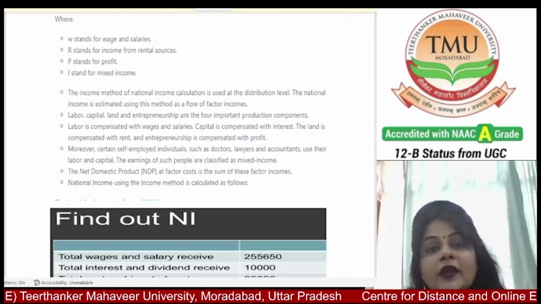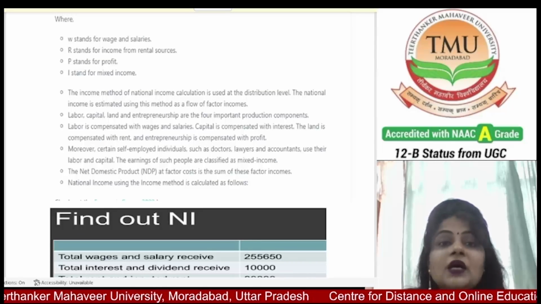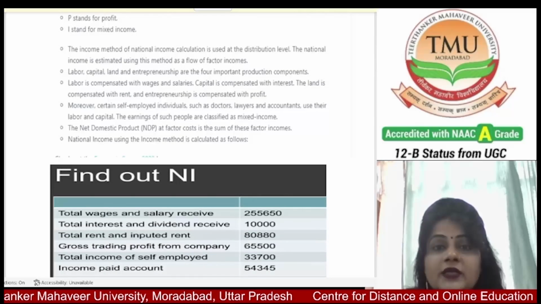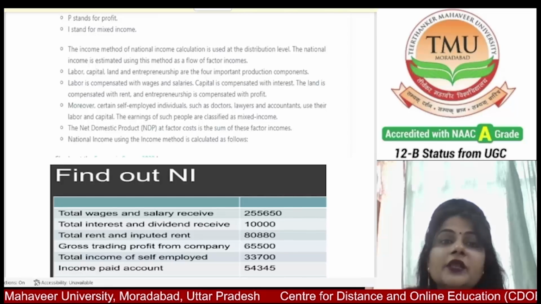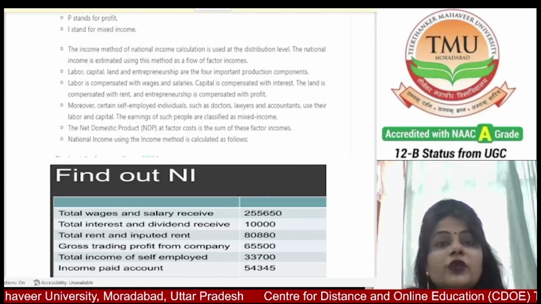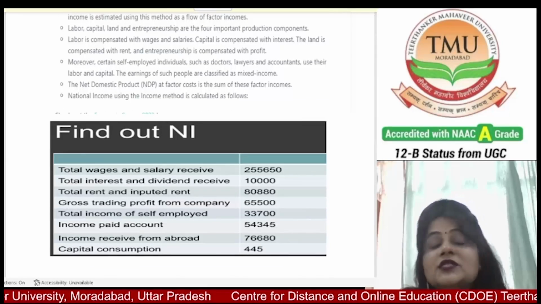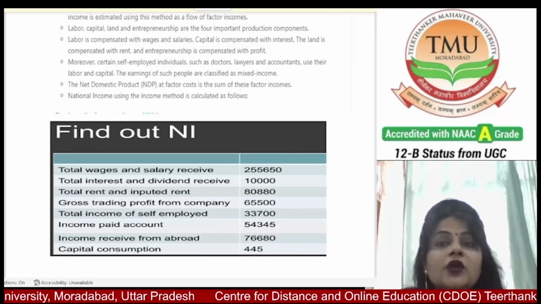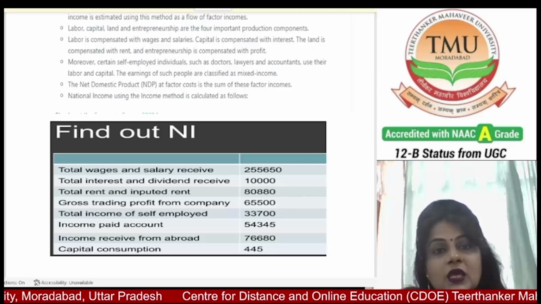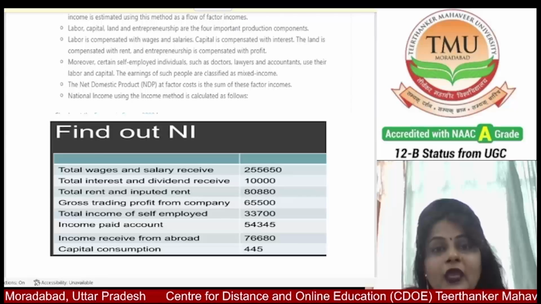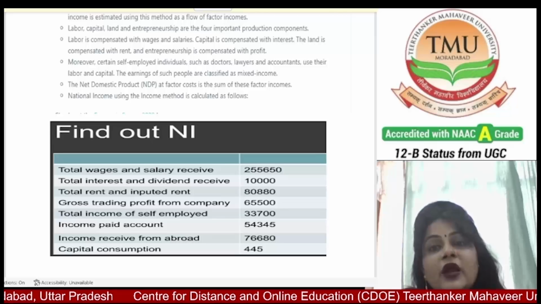Labor, capital, land and entrepreneurship are the four important production components. Labor is compensated with wages and salaries. Capital is compensated with interest. The land is compensated with rent and entrepreneurship is compensated with profit. Moreover, certain self-employed individuals such as doctors, lawyers and accountants use their own land and capital. The earnings of such people are called mixed income. The net domestic product, NDP at factor cost, is the sum of these factor incomes.